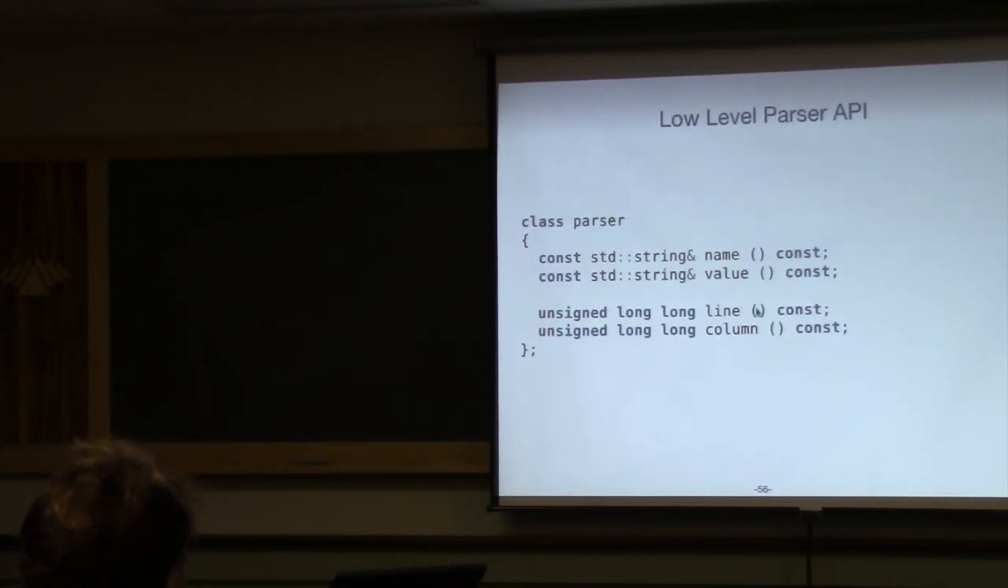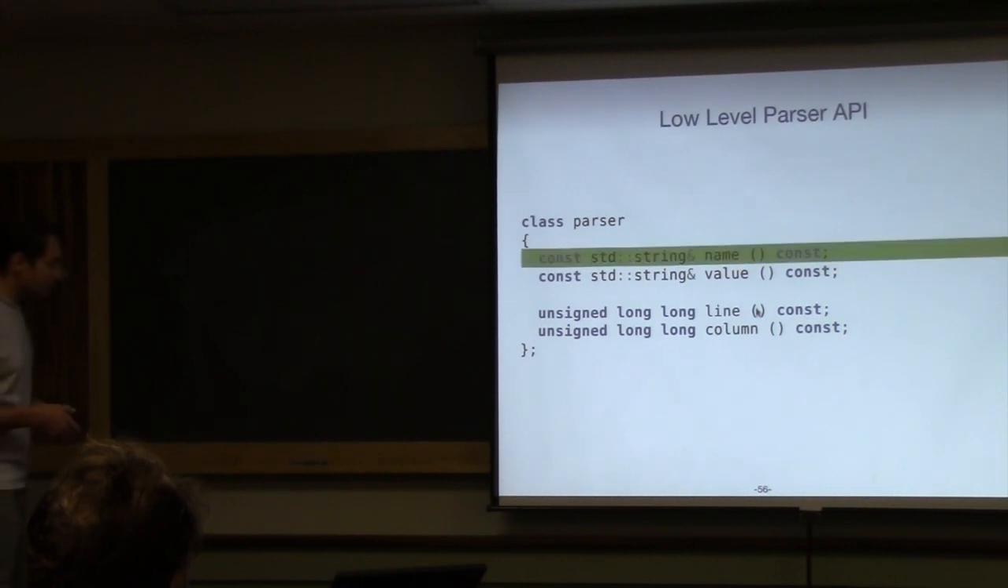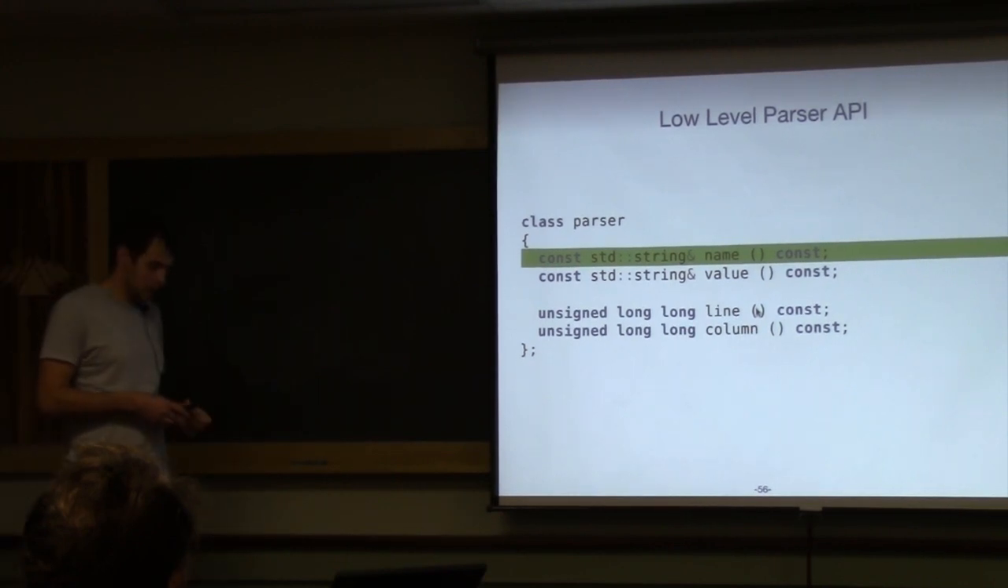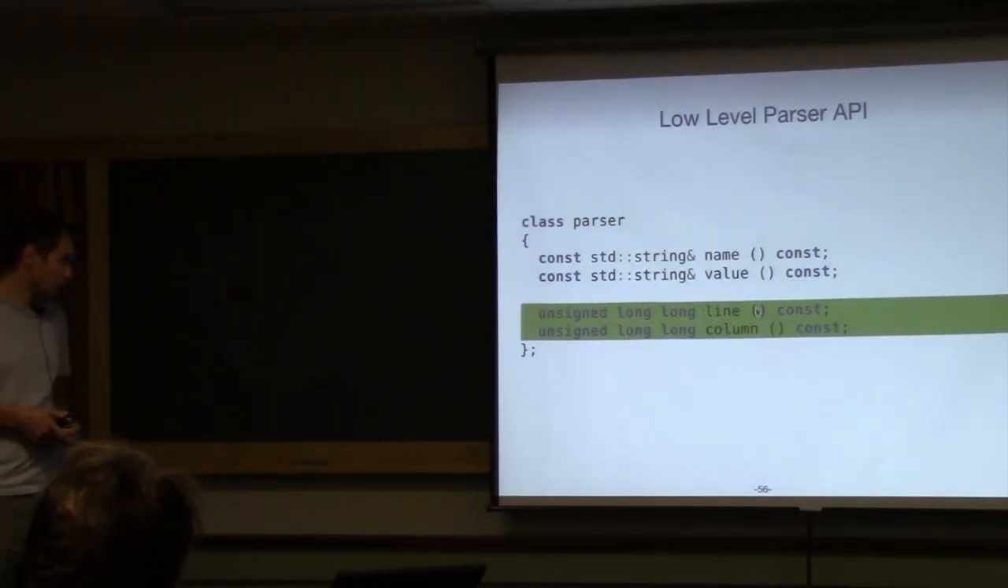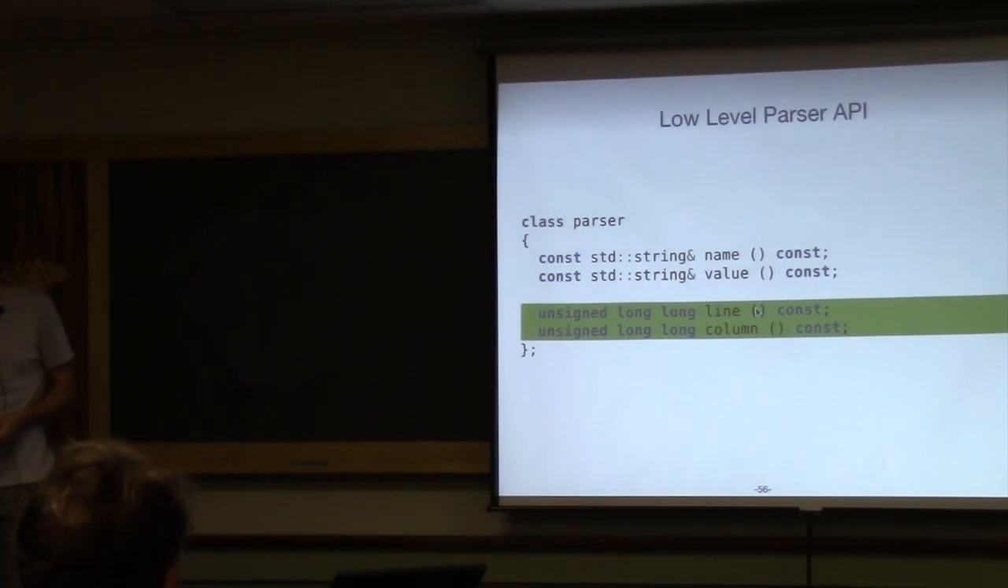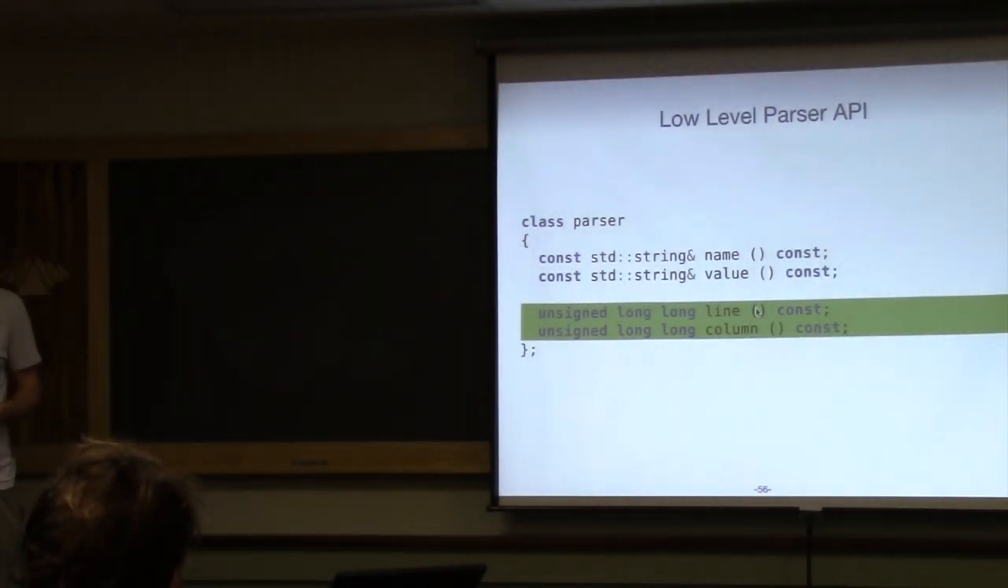Okay, the next piece of the puzzle. You have the name function, which returns the name of the current attribute or element. And the value function returns the text content for the characters event corresponding to an element or attribute. The line and column functions return the current parsing position in the document. Okay, question?